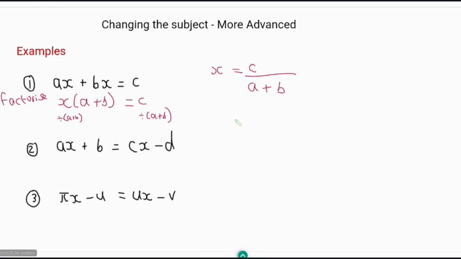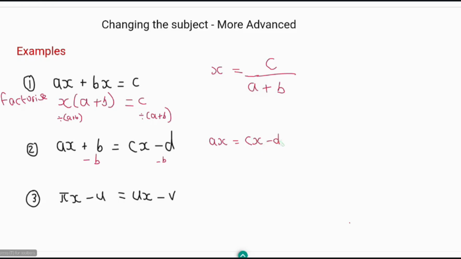Now, the next one, I've not done that very successfully. There we go. Okay, so question 2. Right, now, before we even look at factorising, you need to have any term with an x on one side and any term without an x on the other side. So what I'm going to do first, I'm going to gather my x terms on the right-hand side and my other terms on the other side. I'm going to minus b from both sides first, which gives us ax is equal to cx.